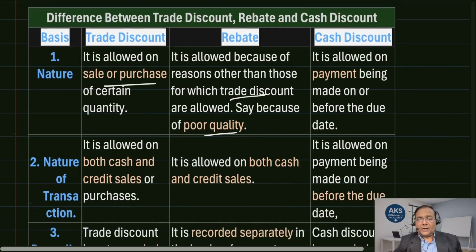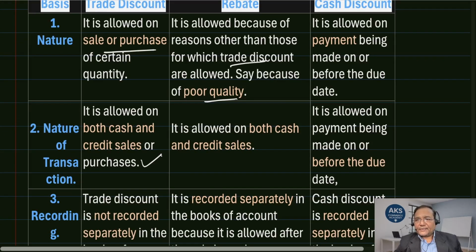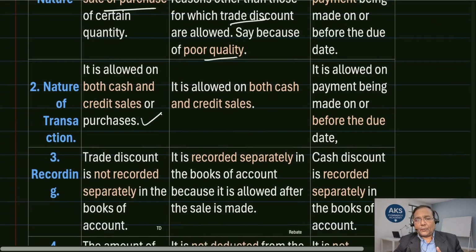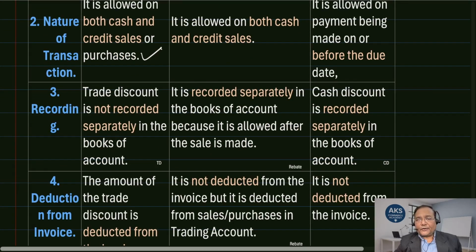Nature of transaction: on both cash and credit sales, trade discount is allowed. Rebate is allowed both on cash and credit, but cash discount is allowed on cash payment, early payment of cash. Recording: trade discount is not recorded separately. Rebate is recorded separately in the books of account, which ultimately gets deducted in the trading account from purchase or sales. Cash discount is recorded separately in the books of account. We have already seen that if discount is given, it is an expense, and if received, it is an income.